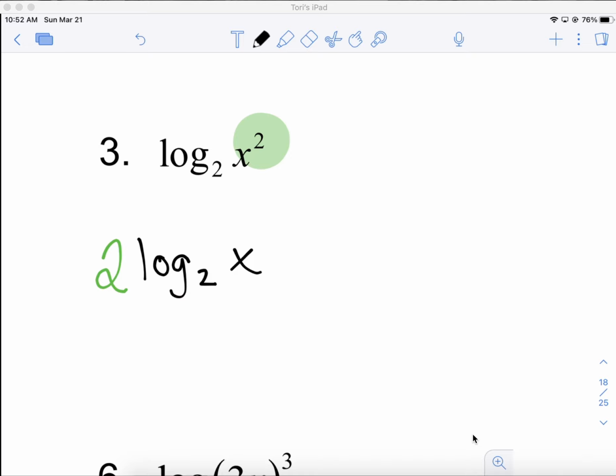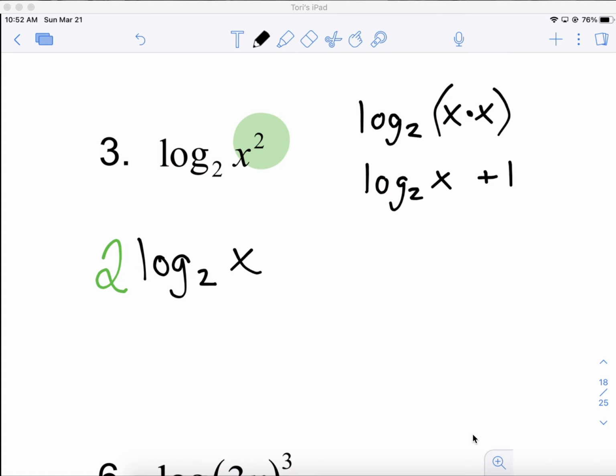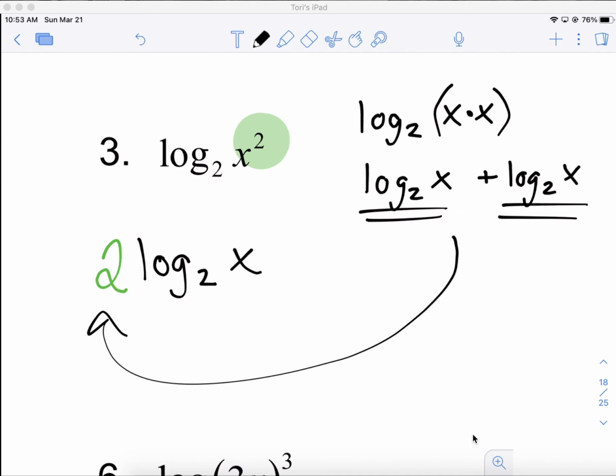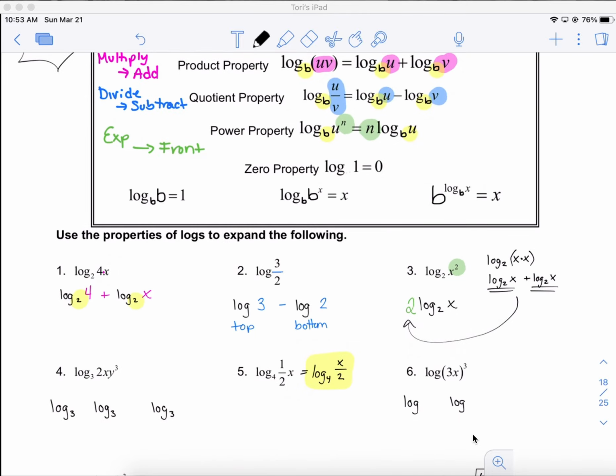Another way you could look at that is if this was log base 2 of x times x, which is all x squared means, right? Then you could think about it like log base 2 of x plus log base 2 of x. And whenever you have 2 of the same things, we add them together and say 2 log base 2 of x. So you can kind of see it goes full circle of how you're getting that. Okay. If you need to copy anything down for problems 1, 2, 3, go ahead and do that now. We're going to move into problem 4, 5, and 6.